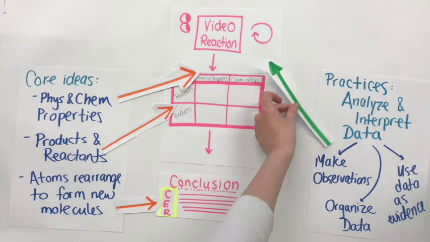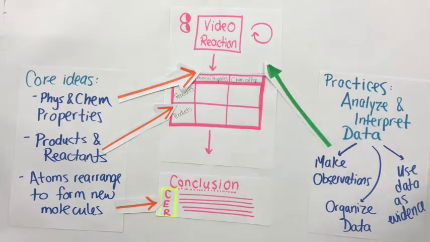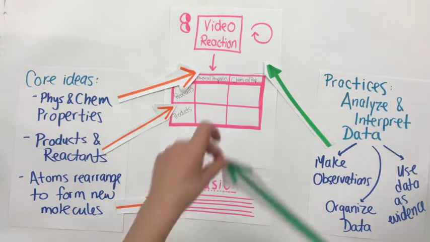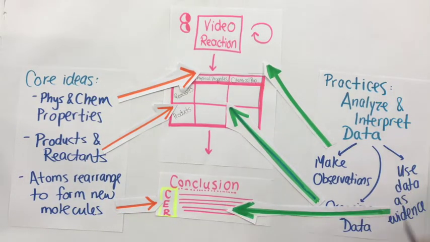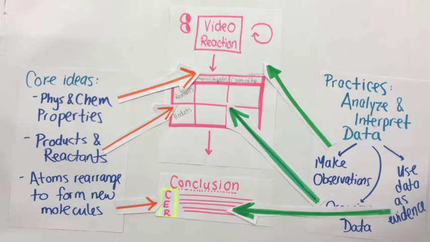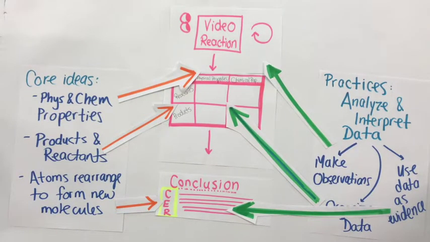Finally, we assess the practices as well. We assess the students' ability to make observations as they watch the video and record their observations of the various substances. We can assess their ability to organize data based on the quality of their data table, how clear it is with different headings, and then we can assess their ability to use data as evidence based on how well they incorporate the different types of qualitative data into their conclusion.